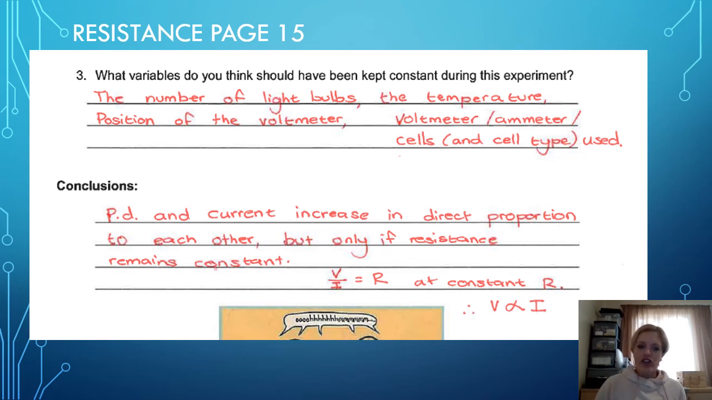At the bottom of the page, it asks you, what are the conclusions? So I want you guys to write in that, and I've said this already, potential difference and current increase in direct proportion to each other, but only if the resistance remains constant. Therefore, V divided by I is equal to R at a constant resistance. And another way of saying this is voltage and current are directly proportional. You've done this already in graphing. You know this already. This should all make sense to you.